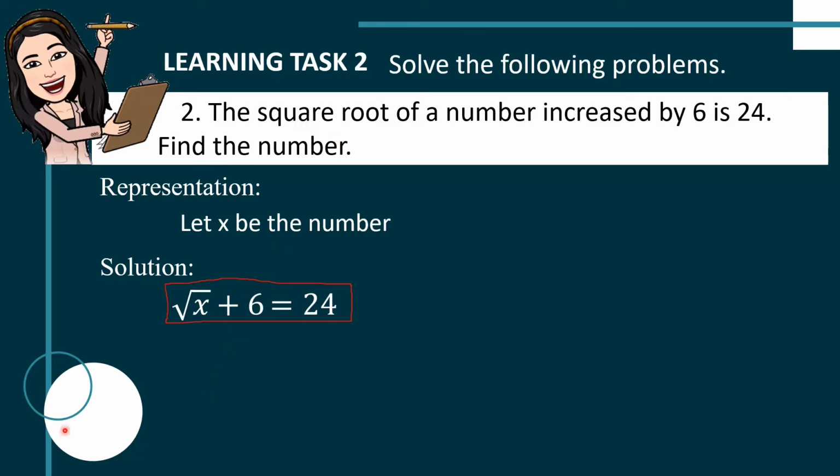Now, let us solve this by applying what we have learned in solving radical equations. Ang square root of x plus 6 equals 24. Dapat daw ma-isolate si square root of x. Dapat nasa isang side lang siya. Wala siyang katabi, wala siyang kasama. So, therefore, si positive 6 ay ililipat natin to the other side. So, that will be equal to square root of x is equal to 24, positive 6 will become negative 6. So therefore, ang come up natin na equation is square root of x equals 24 minus 6.